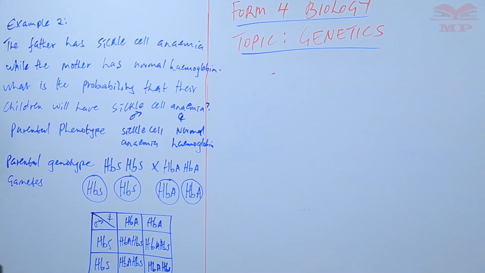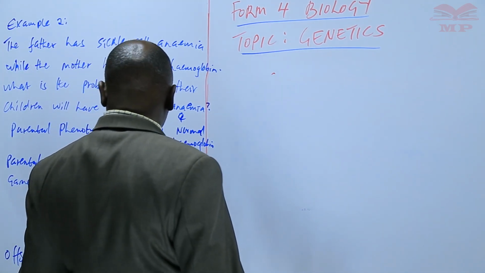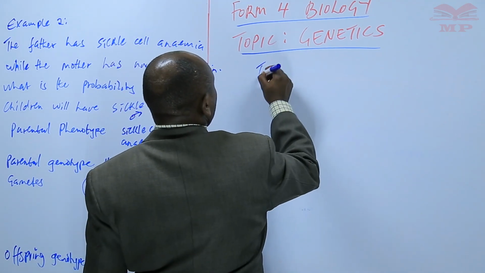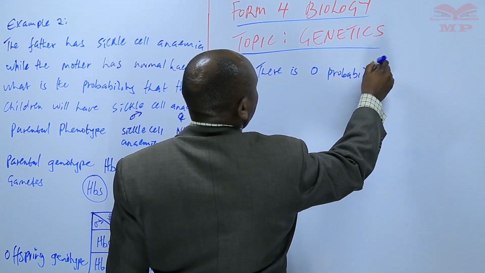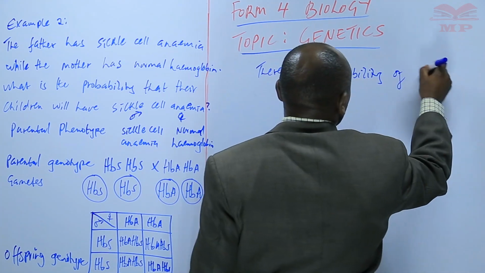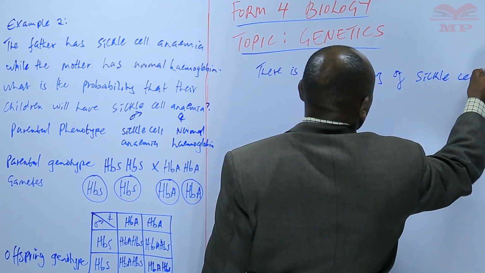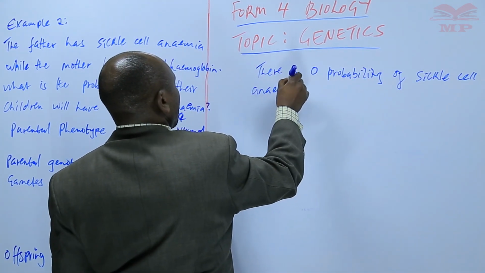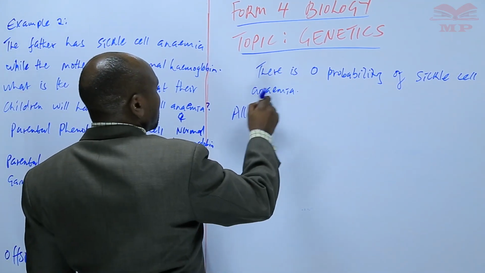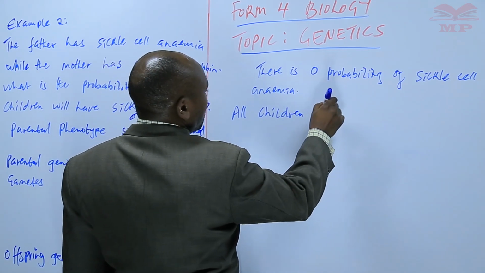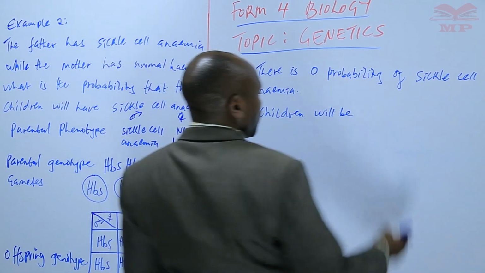So this is the offspring genotype, and we are saying that there is zero probability of sickle cell anemia. None will have sickle cell anemia. So we are saying that the phenotype is that all children will be sickle cell trait.